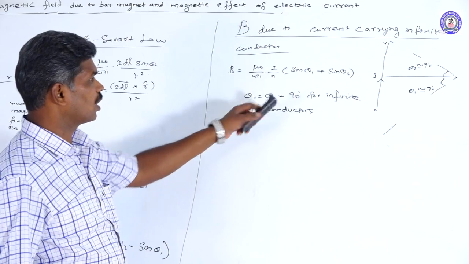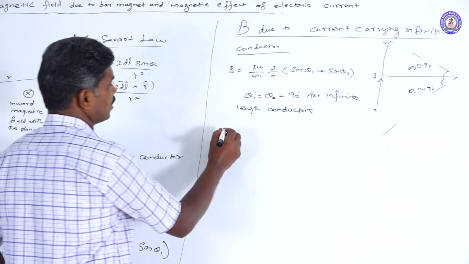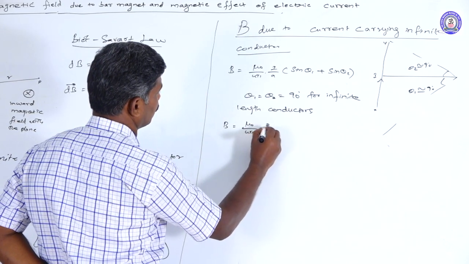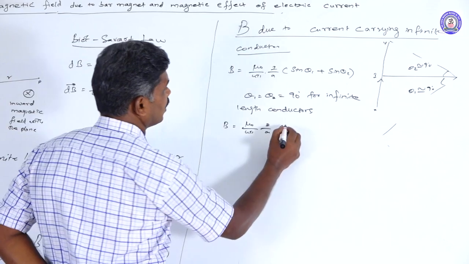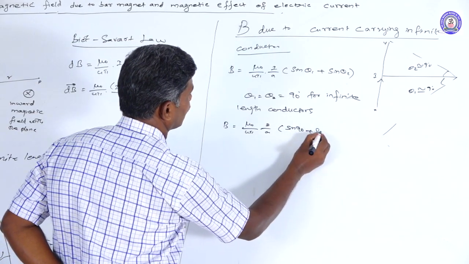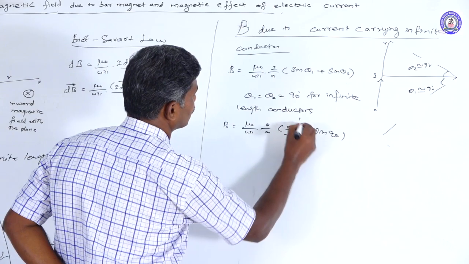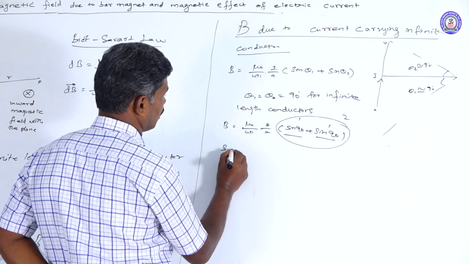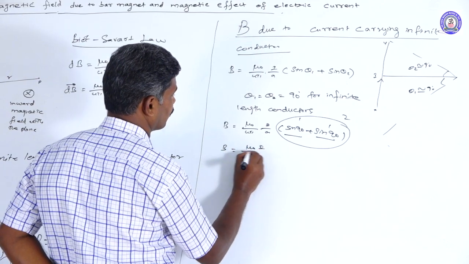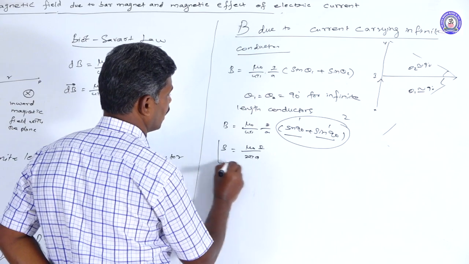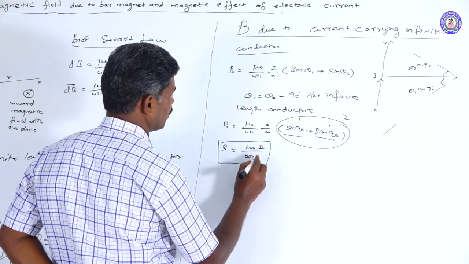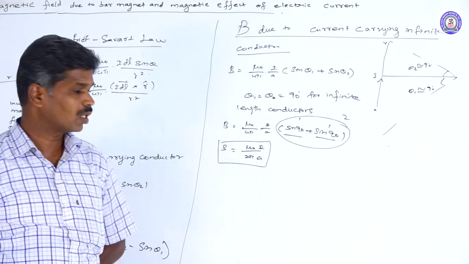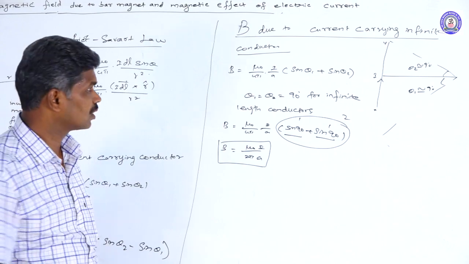If you substitute theta 1 and theta 2 as 90, we will get B is equal to mu naught by 4 pi into I by A of sin 90 plus sin 90. Sin 90 value becomes 1, this is also 1. Totally this value becomes 2. So from this formula, B is equal to mu naught I by 2 pi A for infinite long conductors.